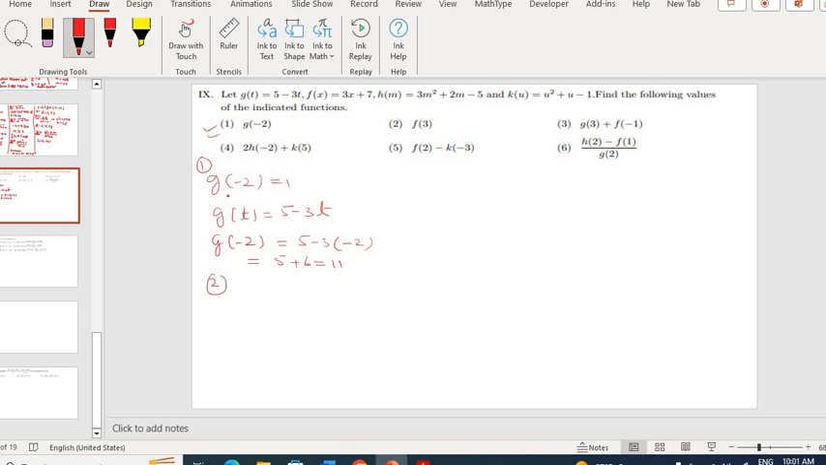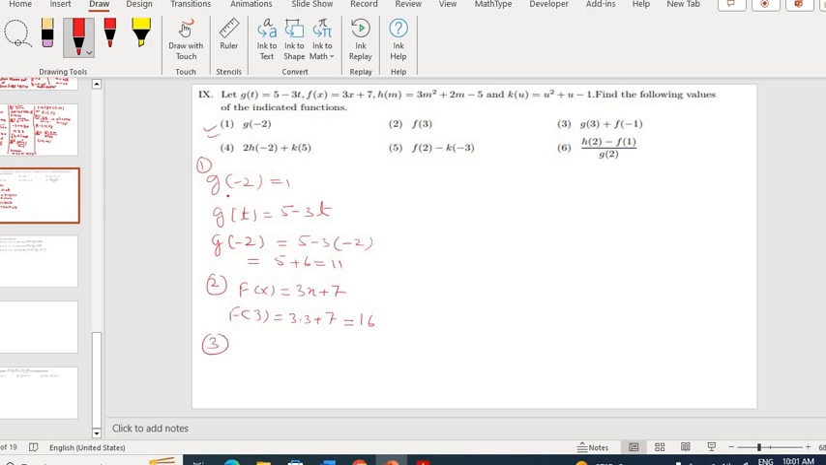So f of 3 means we need to write the function f(x) equal to 3x plus 7. So f of 3 means replace x with 3. So 3 multiplied by 3 plus 7. 3 multiplied by 3 is 9, plus 7 means 16. This is the answer of question number 2.